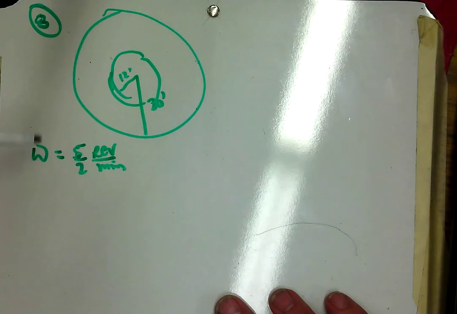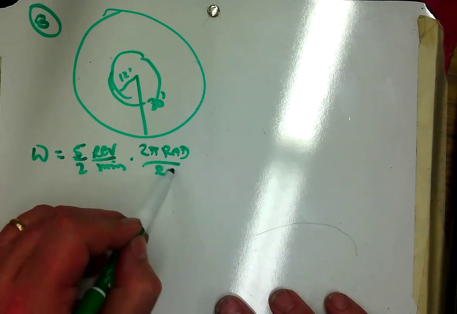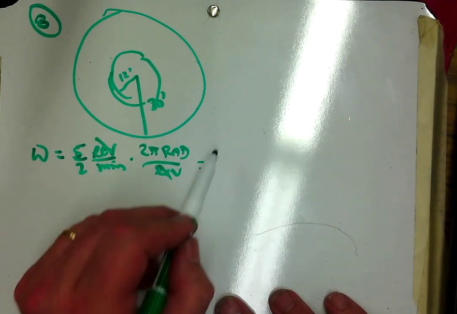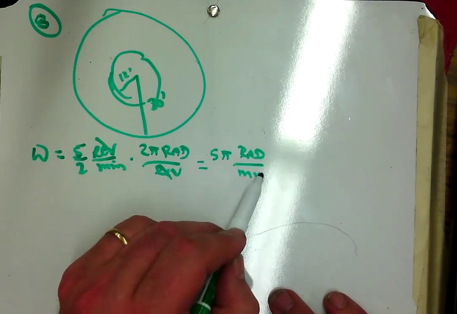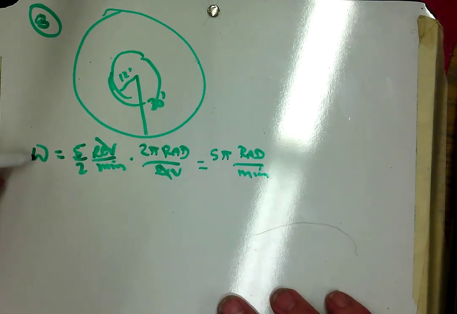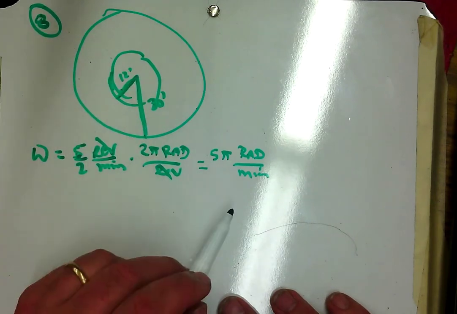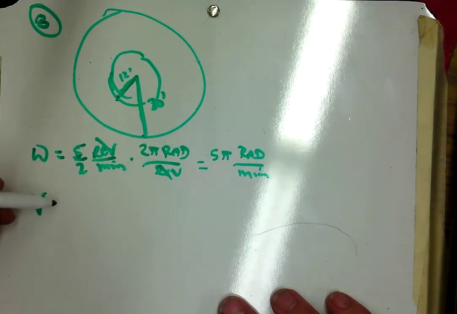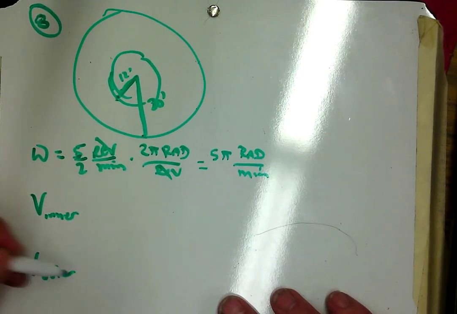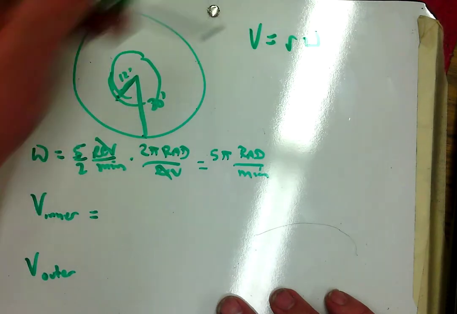We want radians per time unit, so we need to multiply by 2 pi radians per revolution. And we'll end up with 5 pi radians per minute. Alright, that's our angular velocity. And this is a spinning disk problem, so anywhere on the spinning disk has the same angular velocity. Here or here, the angular velocity is 5 pi. The linear velocity of the inner ring is going to be different from the linear velocity of the outer ring. The inner ring, remember our formula is V equals R times omega.